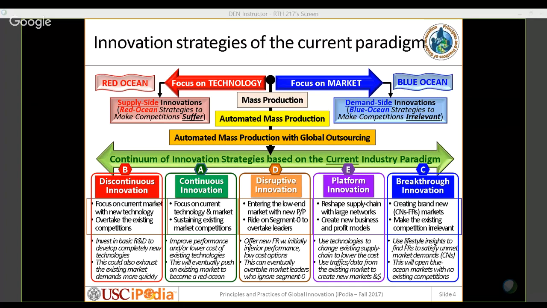So if you look at this, these are the 5 different ways you can innovate with the current paradigm, the mass production paradigm. Okay? So when you talk about continuous, discontinuous, and breakthrough, and next I will give you examples, disruptive and platform. Okay?